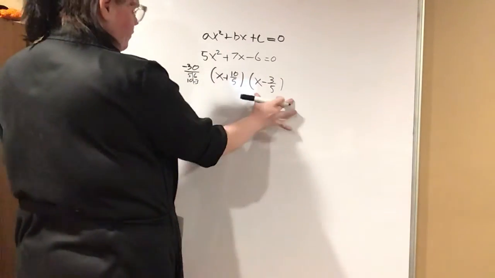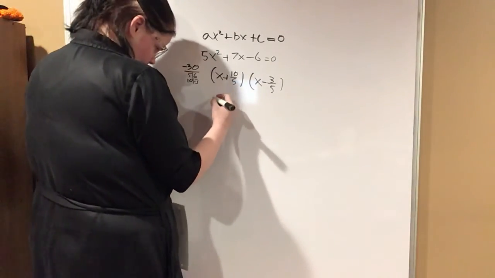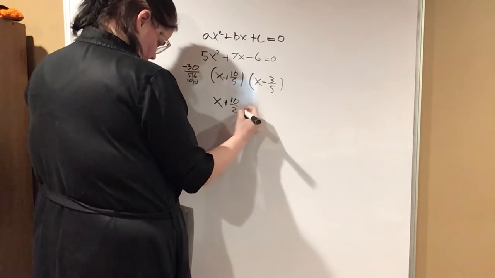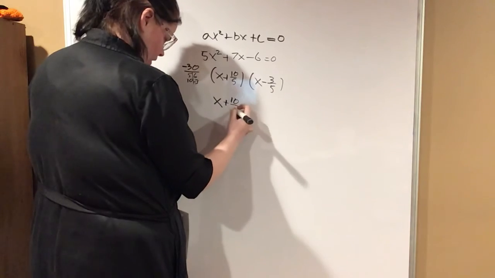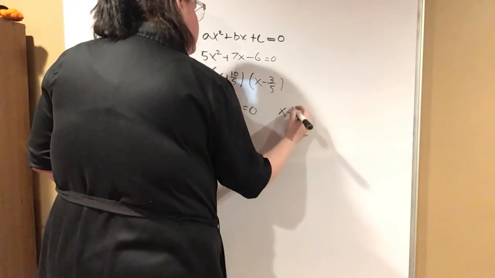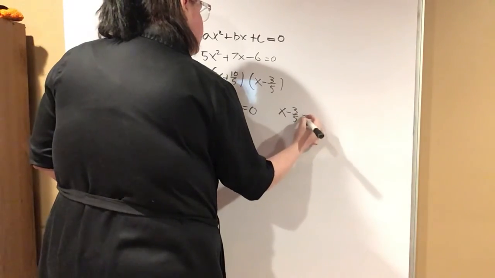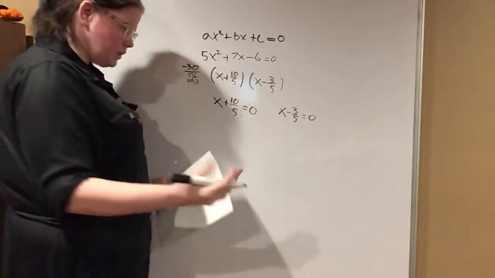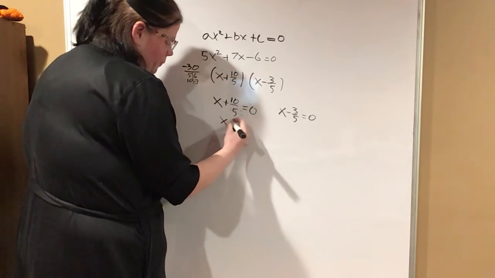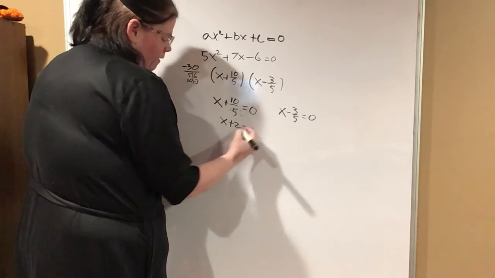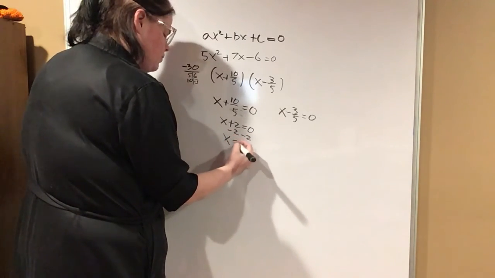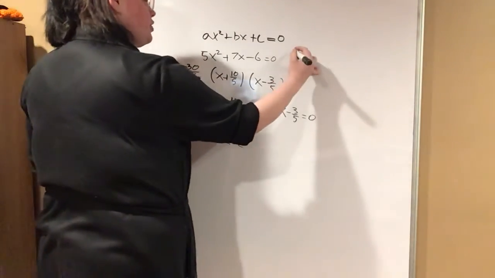So now we're going to take each of these, set them equal to 0. So x plus 10 over 5 equals 0, and x minus 3 over 5 equals 0. And now we just solve it. So we know that 10 divided by 5 is 2, and then just minus 2. So x equals negative 2. So one of our solutions is negative 2.